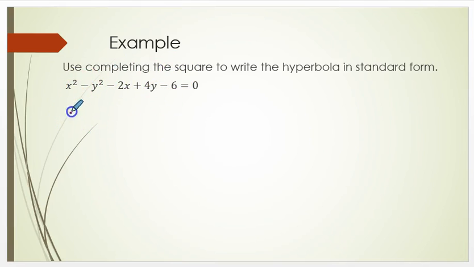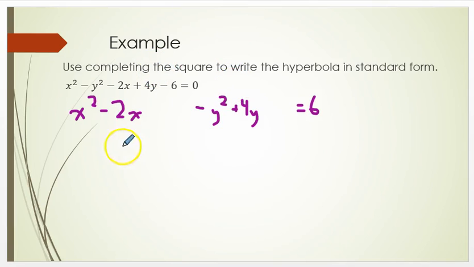So my first step here is going to be to group the x's and the y terms separately. So I'm going to leave a space for completing the square, and then I'm going to have a negative y squared plus 4y equals 6. So I added 6 to both sides of the equation.